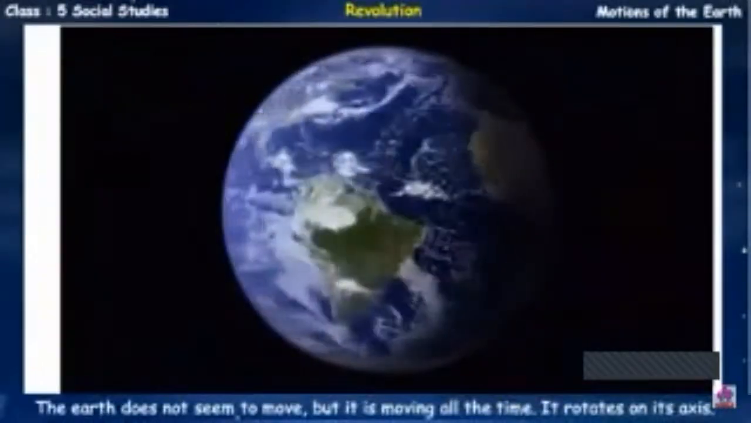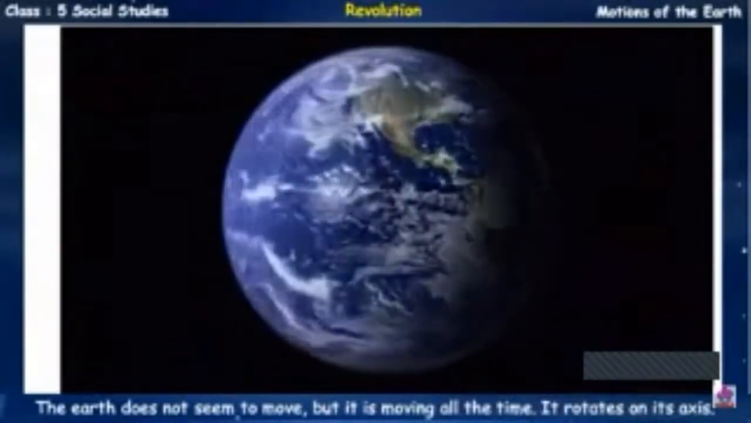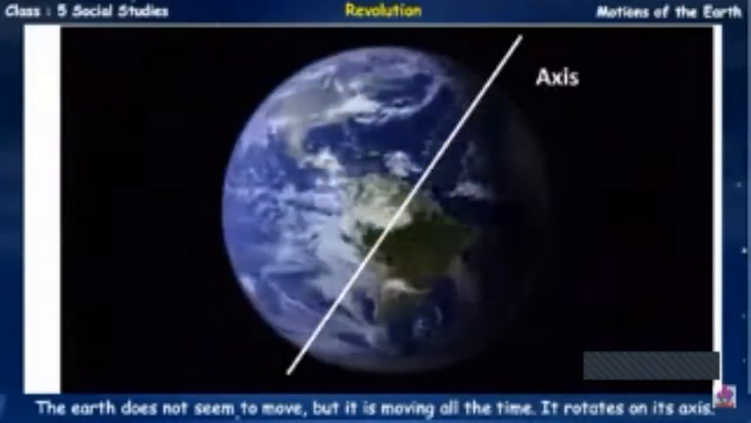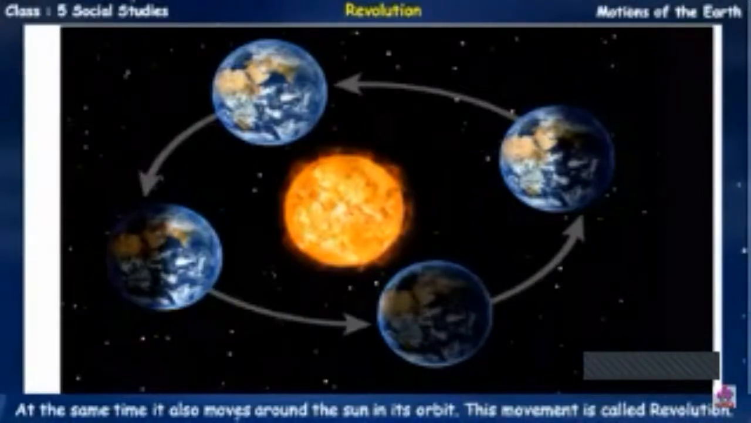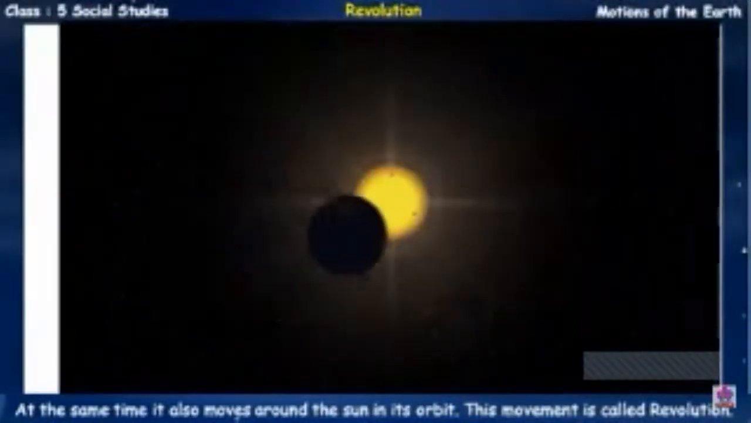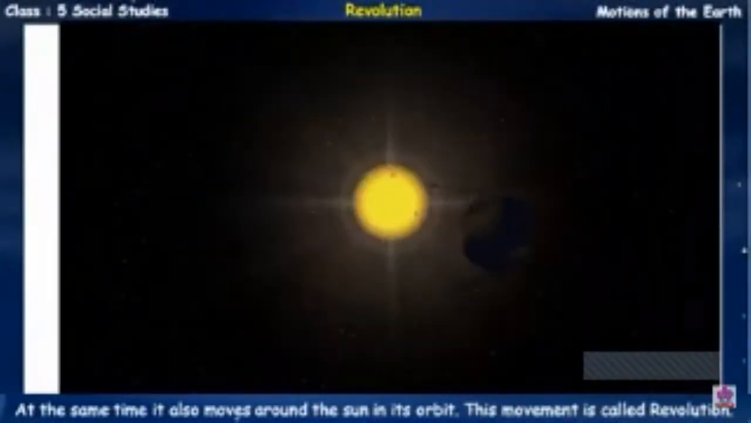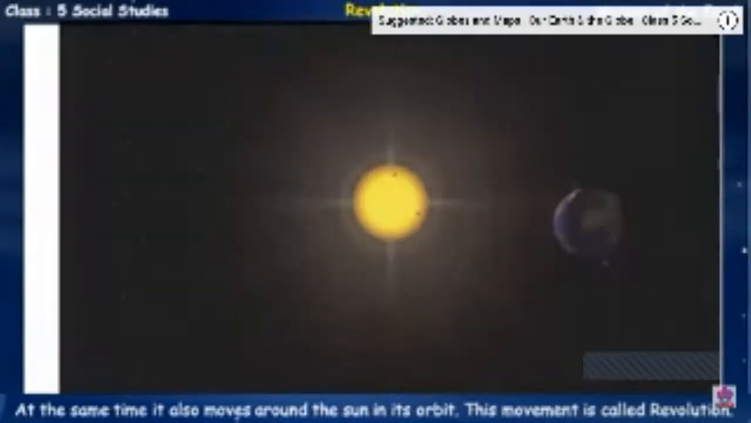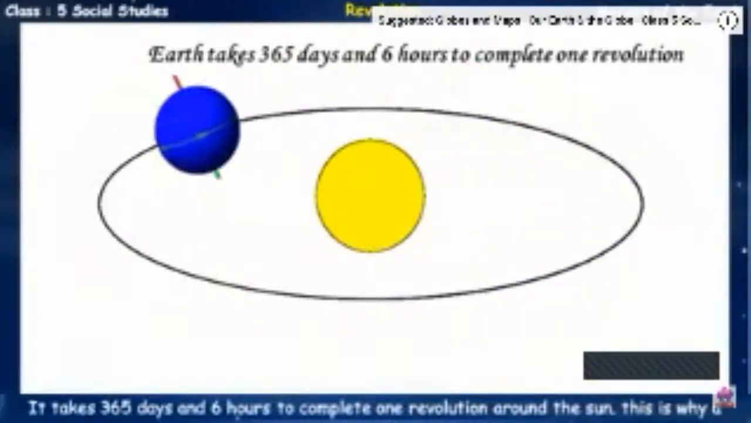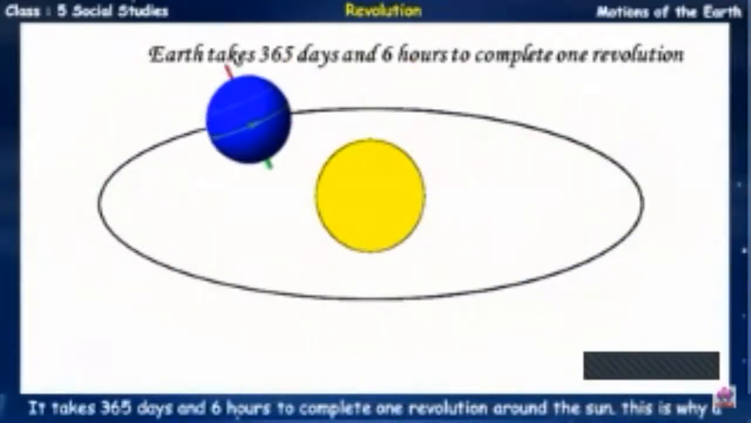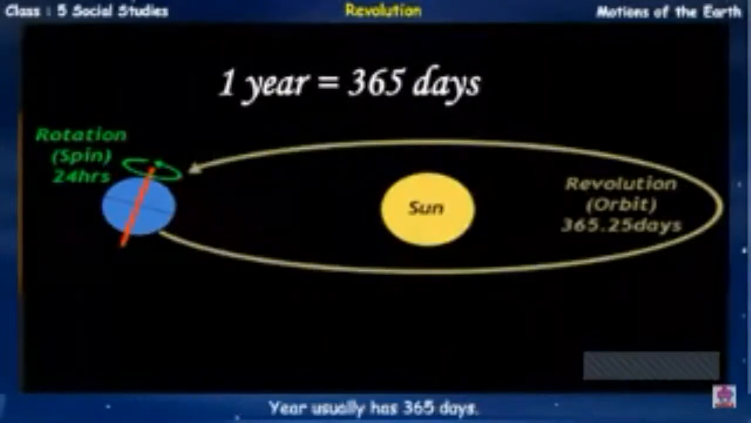Revolution. The Earth does not seem to move, but it is moving all the time. It rotates on its axis. At the same time, it also moves around the sun in its orbit. This movement is called revolution. It takes 365 days and 6 hours to complete one revolution around the sun. This is why a year usually has 365 days.